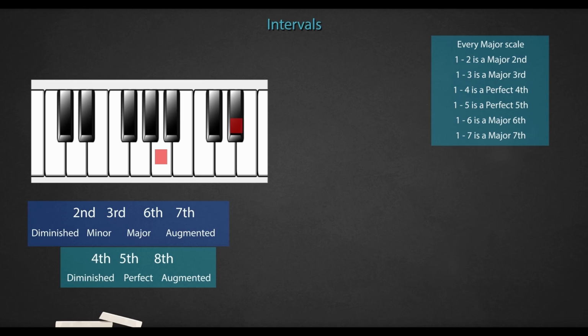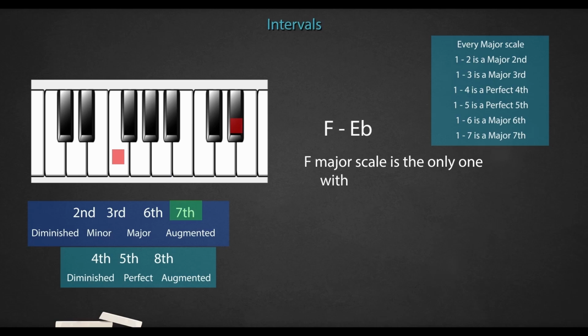Let's look at another interval. F, E flat. Let's take F note as tonic. Do you remember that we had said that it was the only scale with a natural note name and has one flat key signature, B flat.